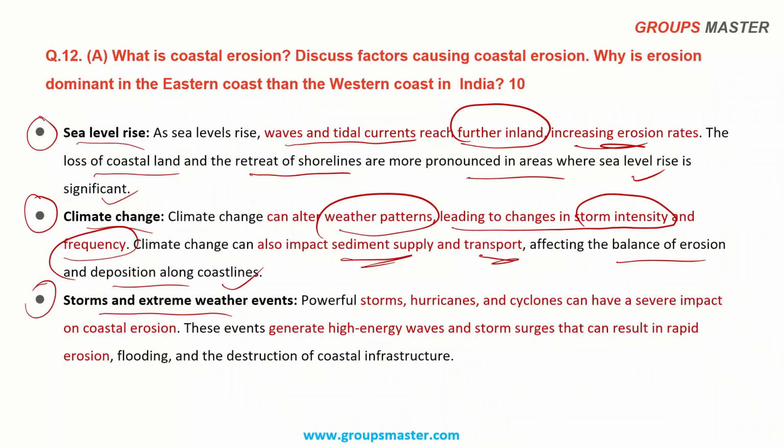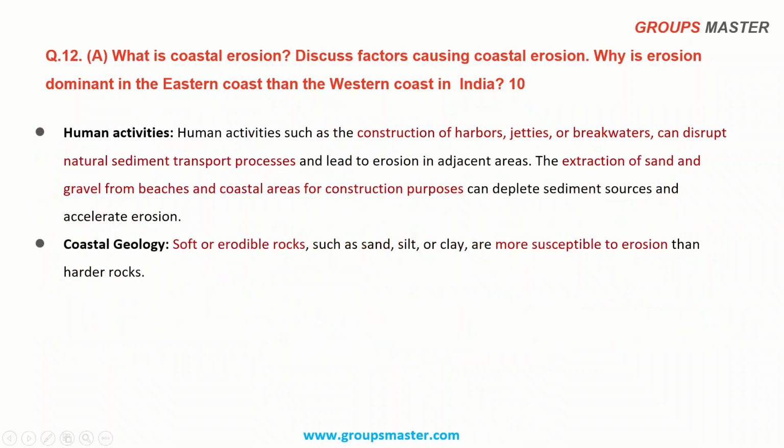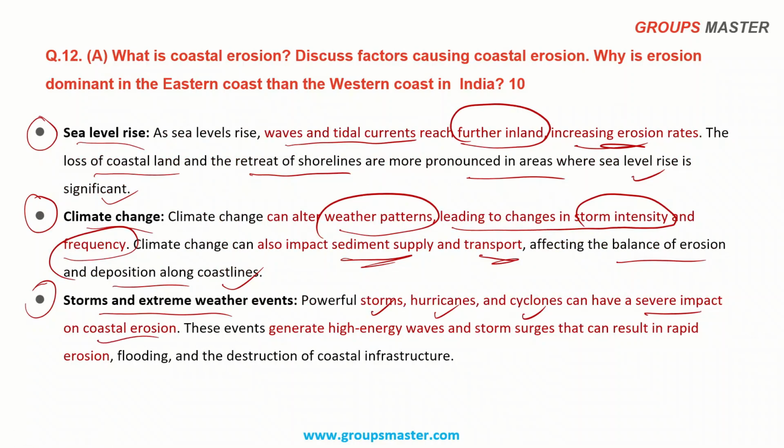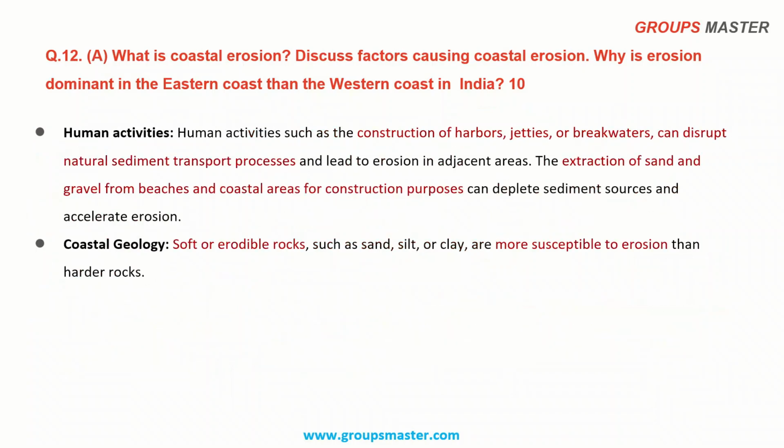Next, storms and extreme weather events. Powerful storms, hurricanes, cyclones can have severe impact on coastal erosion. These events generate high energy waves and storm surges that can result in rapid erosion, flooding and destruction of the coastal infrastructure. Next important factor is human activities.